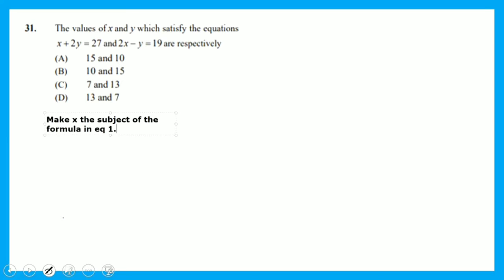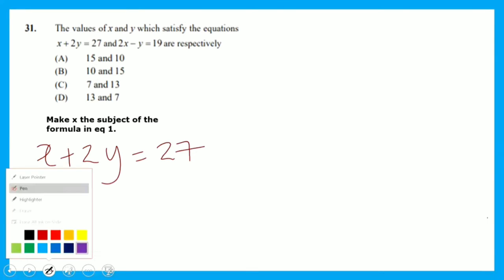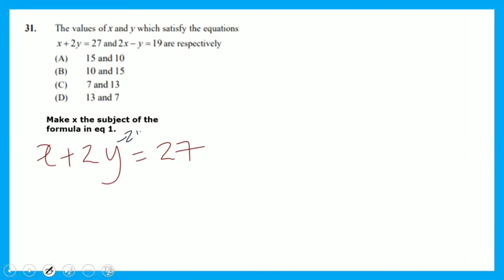All right, so we have both equations, x plus 2y equals 27, and we said that's equation 1. So we are going to go ahead and make x the subject in this equation. So clearly we need to get rid of that 2y from this side, and we are going to go ahead and take that off. Let's go ahead and subtract 2y. So now x is equal to 27 minus 2y.